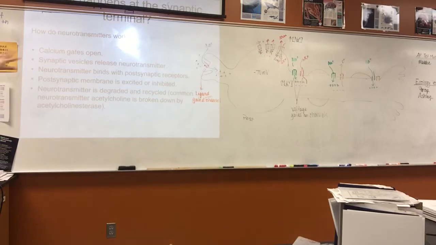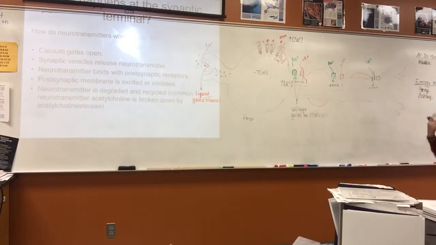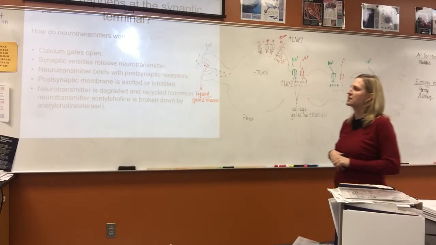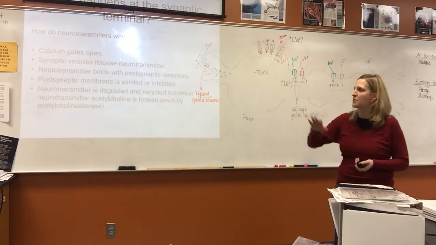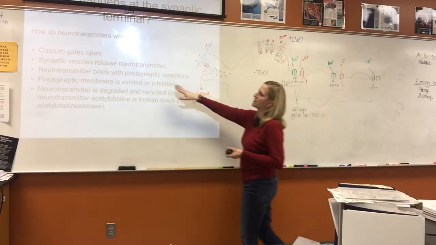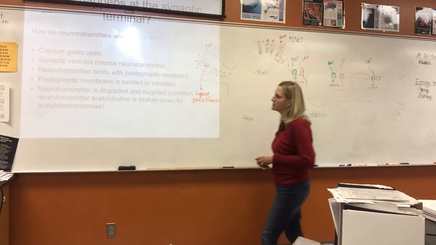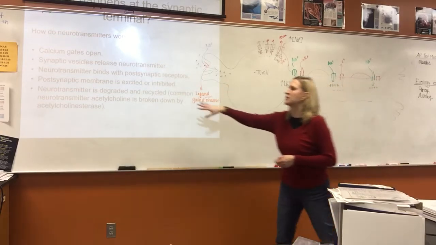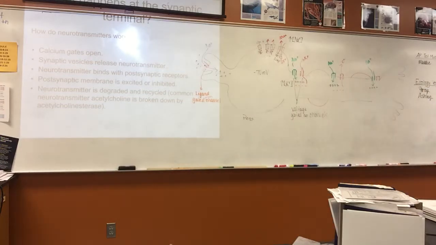So the calcium, so this is just writing in bullets that picture we just wrote about. So the calcium gates open, synaptic vesicles release the neurotransmitter. The neurotransmitter binds with the postsynaptic receptors. The postsynaptic membrane is either excited or inhibited depending upon the type of neurotransmitter that's bound. And then the neurotransmitter eventually is degraded or recycled, and it stops communicating.